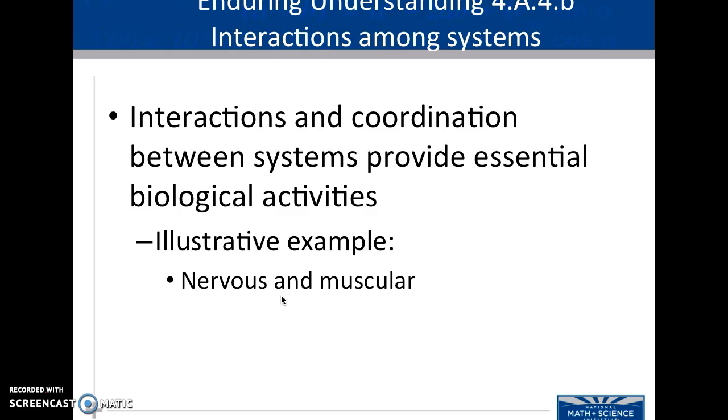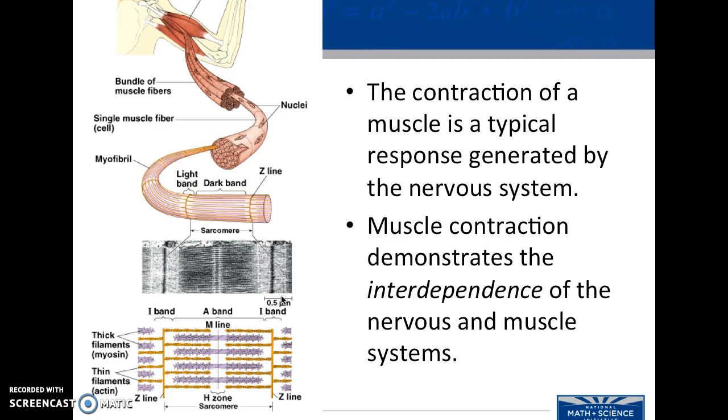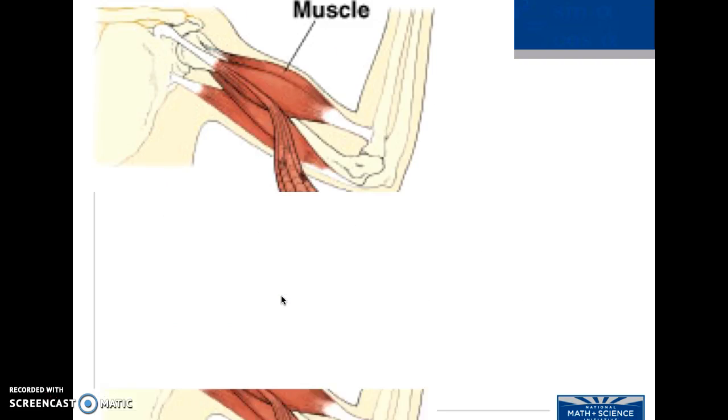And so its interactions and coordination between systems provide essential biological activities, and this example is the interaction between nervous and muscular systems. The contraction of a typical muscle is usually generated in response to something in the nervous system. This really demonstrates the interdependence between the two systems.